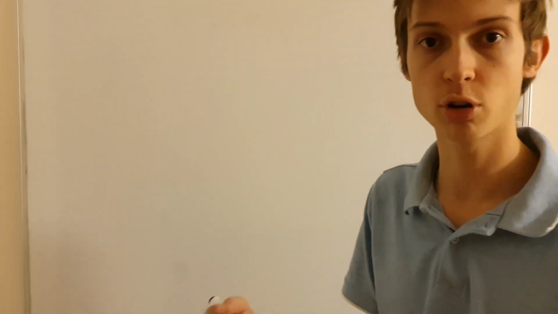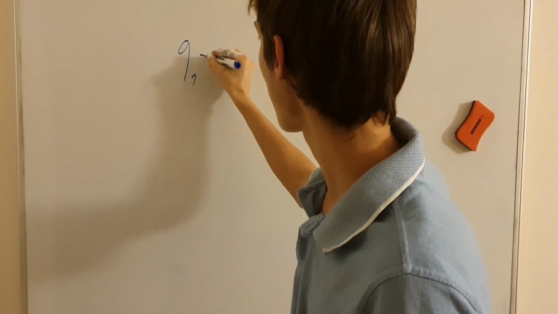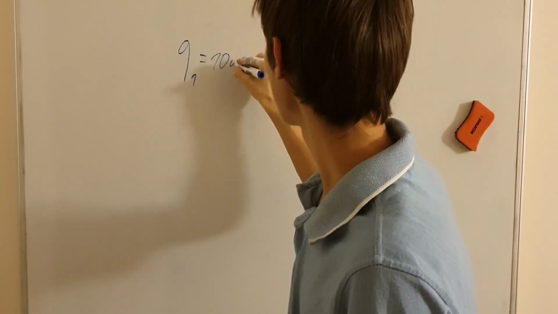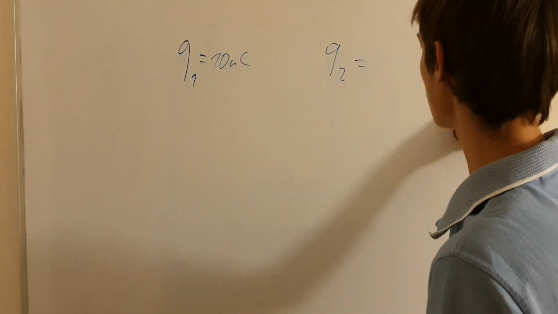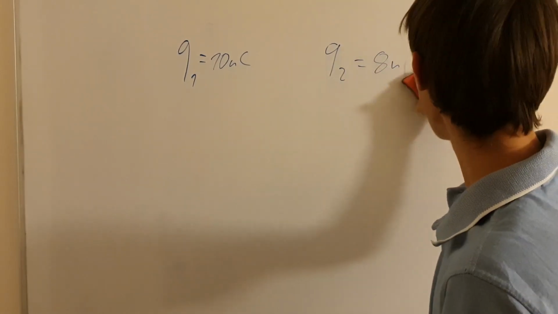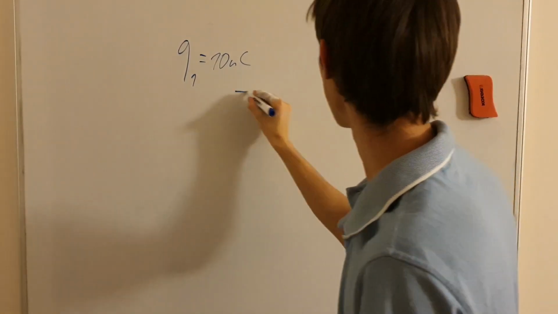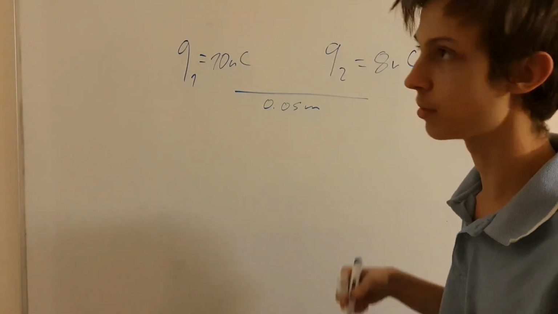Greetings, in this video I'll talk about how to calculate the force between 2-point charges in vacuum. So let's say my first charge is Q1 and it is equal to 10 nanocoulombs and charge number 2 is equal to 8 nanocoulombs, and these two charges are, let's say, 0.05 meters apart from each other.